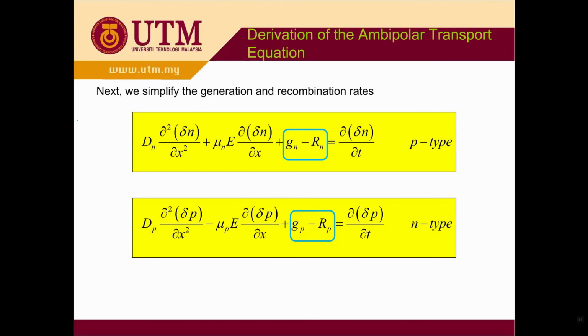So once you have completed getting this and that, the one that we did earlier on, we are looking now at the generation and recombination rate. So we have to do simplification of the GnRn and GpRp. So this is what we do in the next slide.